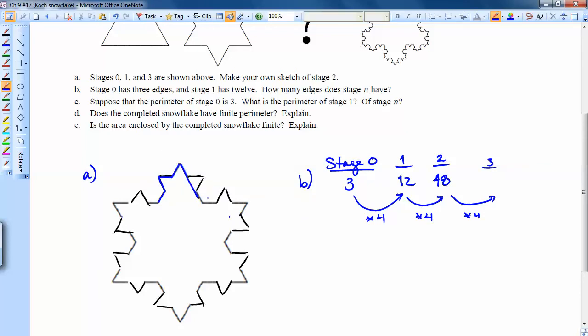This side, what used to be 1 in the previous stage, turned into 1, 2, 3, 4 sides. This side turned into 1, 2, 3, 4 sides. So every one side that existed before is now 4 sides. So it makes sense that it's going to be multiplied by 4.